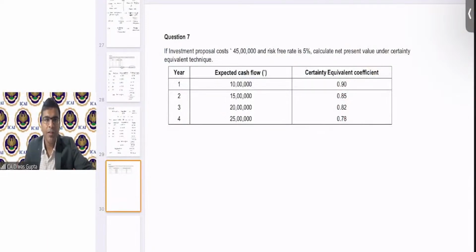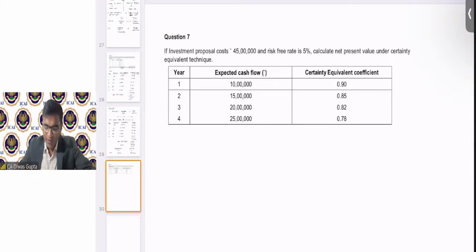We will continue with our topic on advanced capital budgeting. In our previous session, we have covered some of the concepts on RADR and certainty equivalent approach. In this session, we are going to do some of the questions to firm up that discussion and take our discussion ahead. So we will start with question number 7.